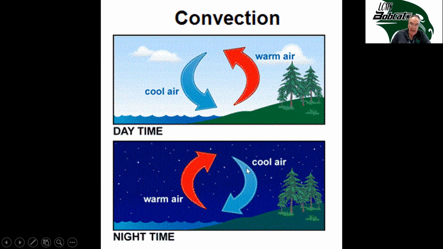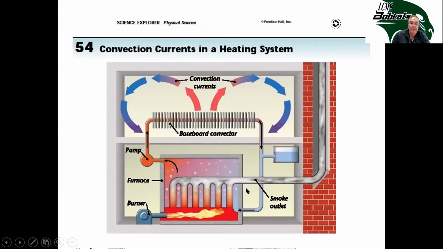At night, the exact opposite thing happens. The water holds a lot of heat. It has something called a high specific heat, so it doesn't heat up very fast and it doesn't cool off very fast. So in the daytime, it stays at a pretty consistent temperature, but the land heats up quickly. At night, the land cools off quickly, but not the water. So the exact thing happens. The air over the water starts to warm and rise, and the air over the land is cooling, so it creates a convection current in the opposite direction.